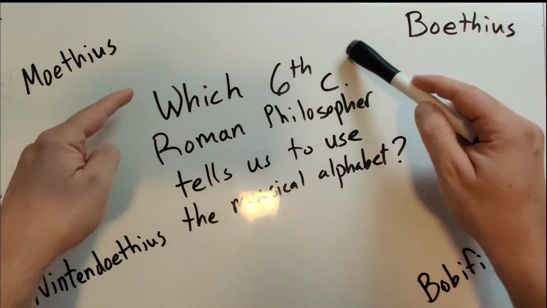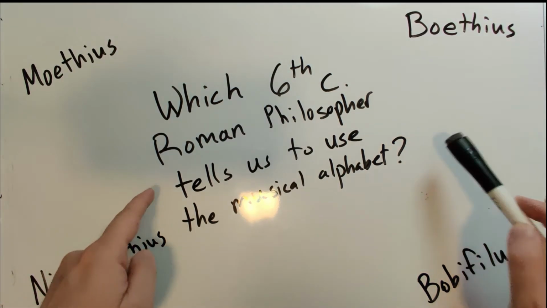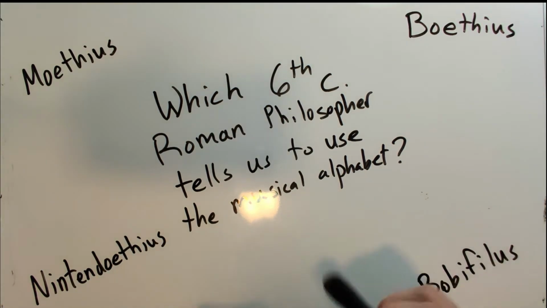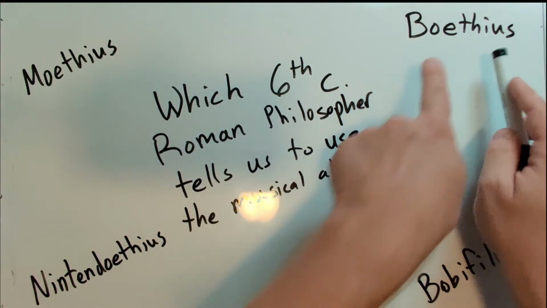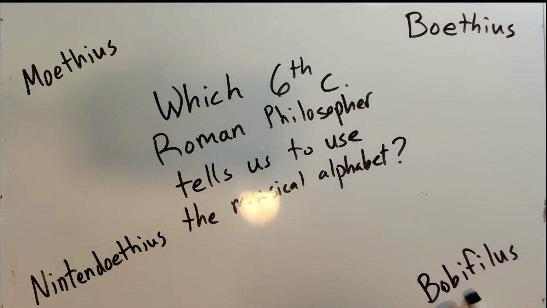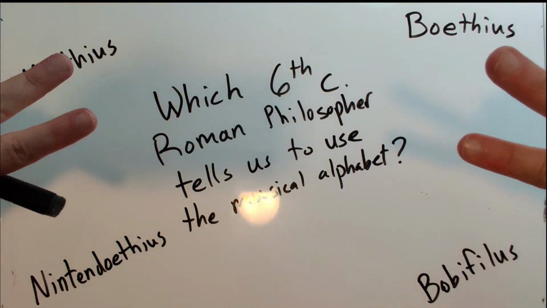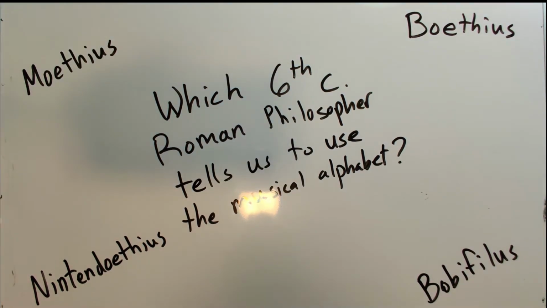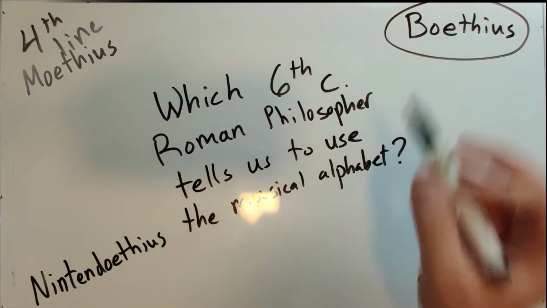First question. Which 6th century Roman philosopher tells us to use the musical alphabet A, B, C, D, E, F, G? Is it Boethius, Nintendoethius, or Bobothus? So you have 3 seconds. And the answer is Boethius.